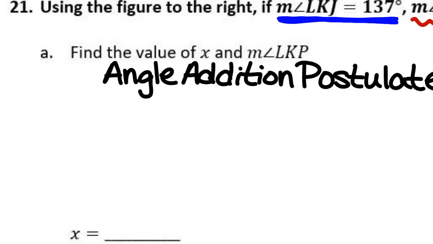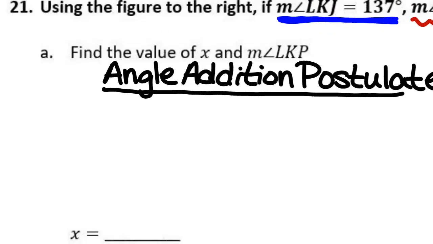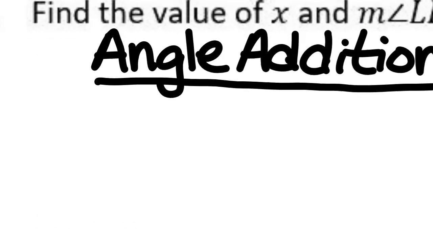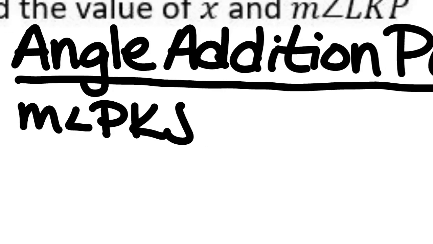All right, so we're going to use the angle addition postulate to do this. The angle addition postulate lets me take two angles and add them together to get a third angle. What are the two angles that are going to be added together? Those are the measurements of them, which I will get to, but I want to know what are the angles, because angle addition postulate doesn't let me put those pieces in. PKJ and LKP.